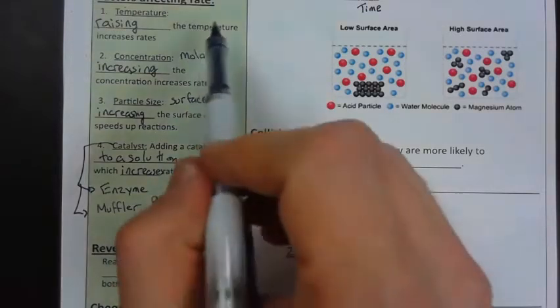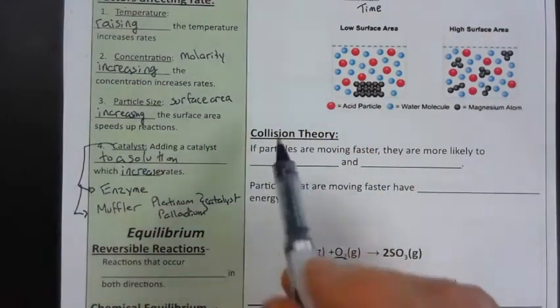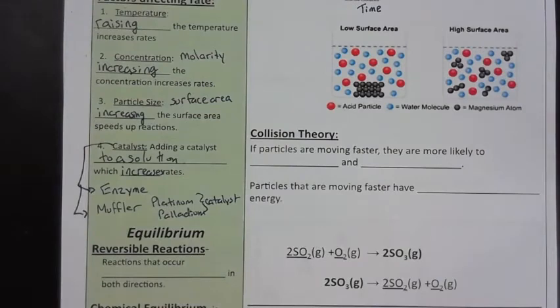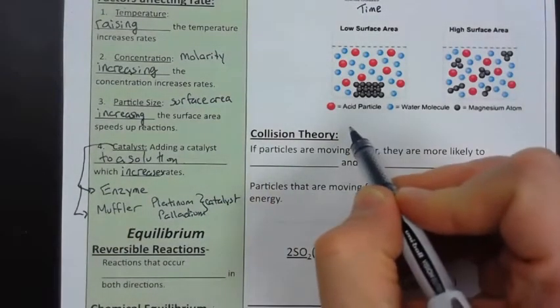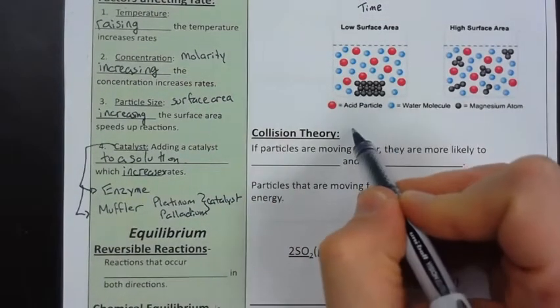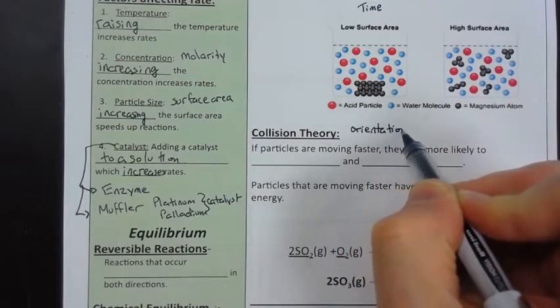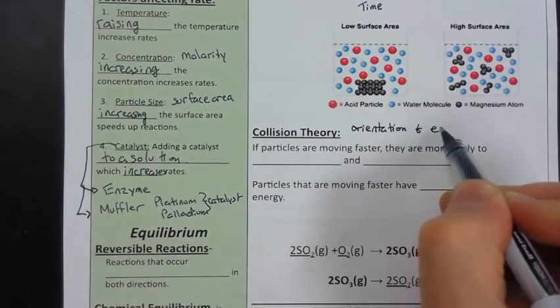Right? So all of these things that affect reaction rate summed together are what we refer to as the collision theory. All right, so the collision theory focuses on two major things: orientation and energy.